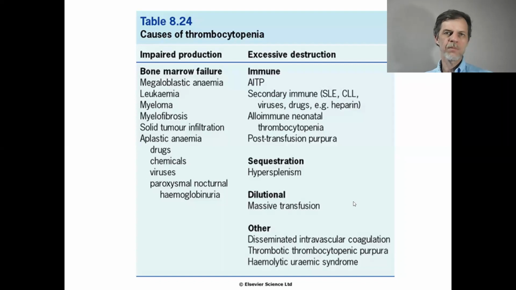So causes of thrombocytopenia, again, a lot. It may be bone marrow failure. Thrombocytes are produced by bone marrow, and all kinds of bone marrow damage or bone marrow failure may cause thrombocytopenia. It may be megaloblastic or B12 deficiency anemia. It may be leukemia, myeloma, myelofibrosis, some drugs, chemicals, viruses. So all that may cause damage of bone marrow may cause thrombocytopenia.